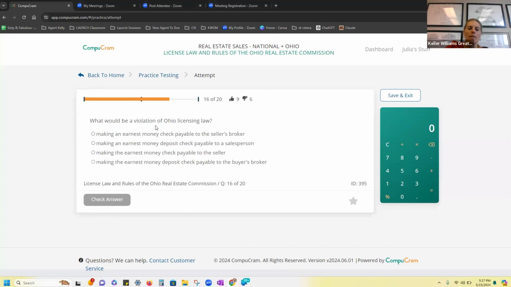So what would be a violation of Ohio licensing law? A, making an earnest money check payable to the seller's broker. B, making an earnest money deposit payable to a salesperson. C, making an earnest money check payable to the seller. Or D, making an earnest money deposit check payable to the buyer's broker.